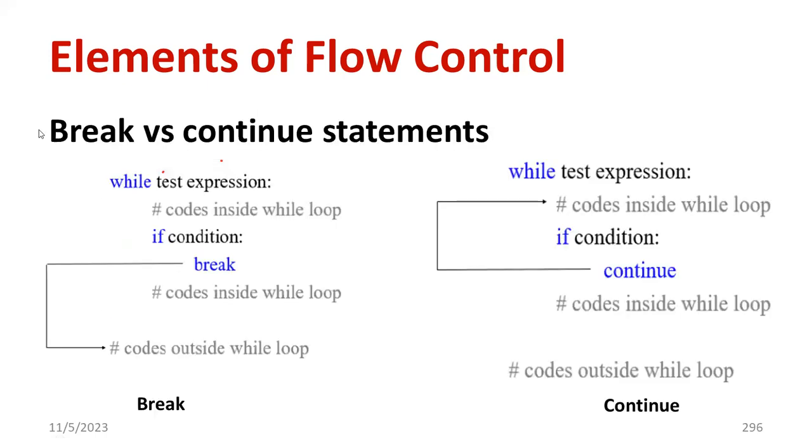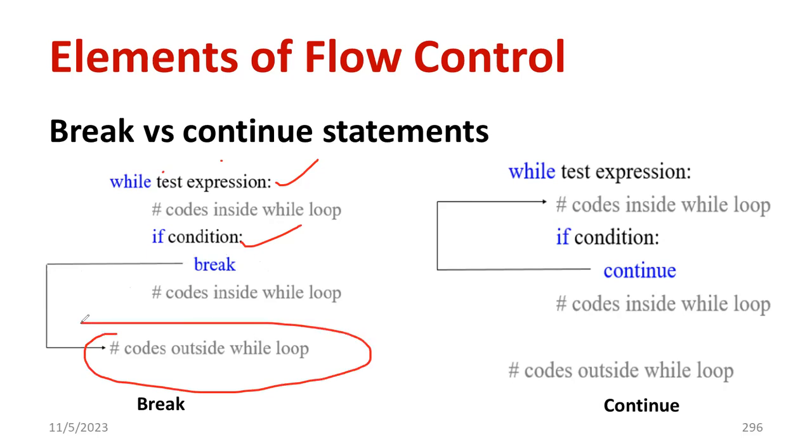Now we'll see the syntax also. In your examination, syntax is important. For the while loop, you use while test expression, for example while true. You can write the code inside the loop. Then you can apply the if condition: if the given condition, then go for break. So it will directly come out of the program, and the result will be displayed over here.